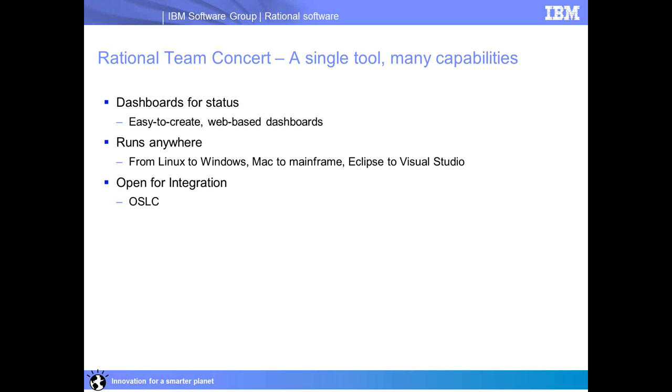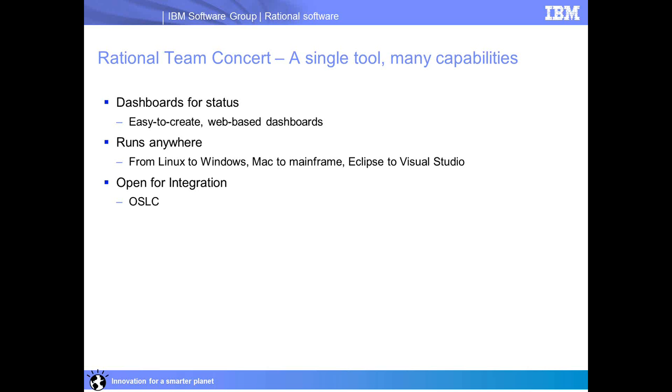Then we use dashboards for status, right? And again, we talked a little bit about heterogeneity in distributed teams. So I think Rational Team Concert is a great one for heterogeneity. It actually supports multiple platforms. It supports .NET developers, and it supports Java J2EE developers and web developers, right? This is kind of our, I guess, punchline. From Linux to Windows, Mac to mainframe, Eclipse to Visual Studio, Rational Team Concert supports a whole bunch of things.